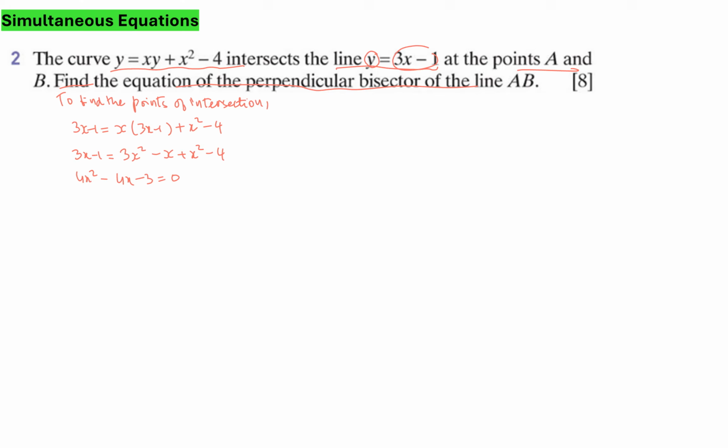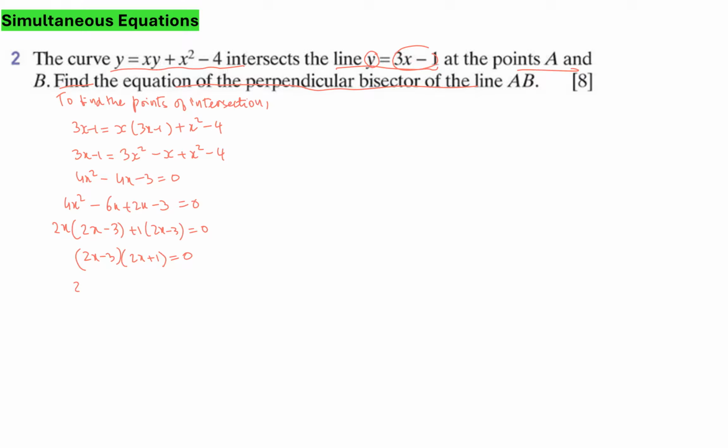So then I need to factorize this. 4 times 3 is 12, and 6 times 2 is 12. So I can say 4x squared minus 6x plus 2x minus 3 is equal to 0. So 2x times 2x minus 3 plus 1 times 2x minus 3 is 0. So I write 2x minus 3 times 2x plus 1 equals 0.